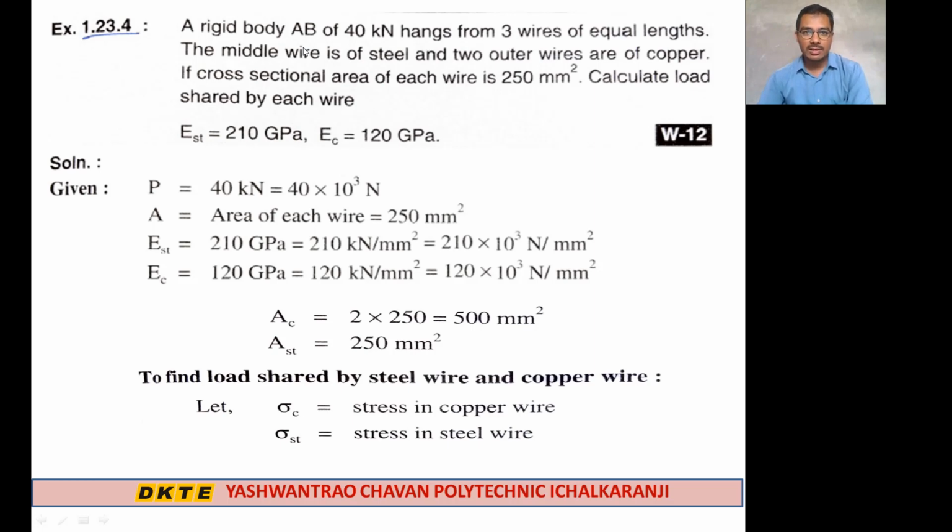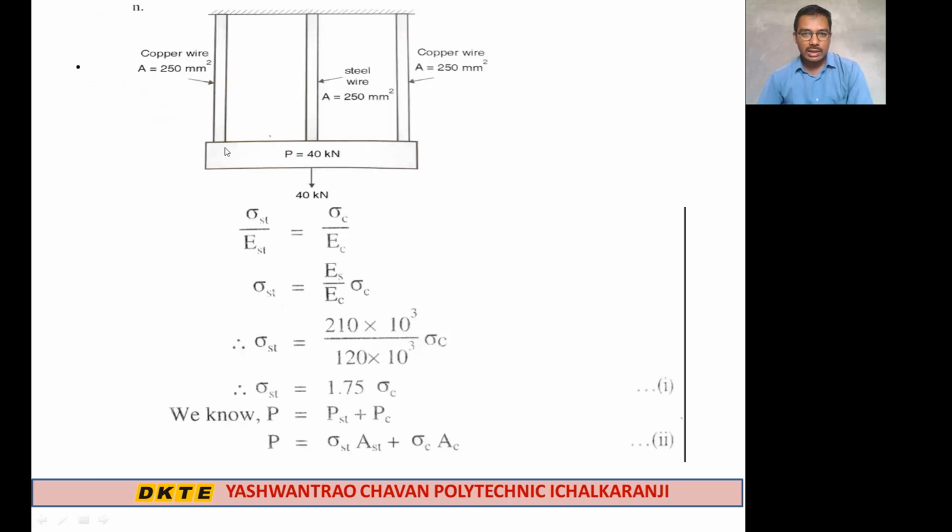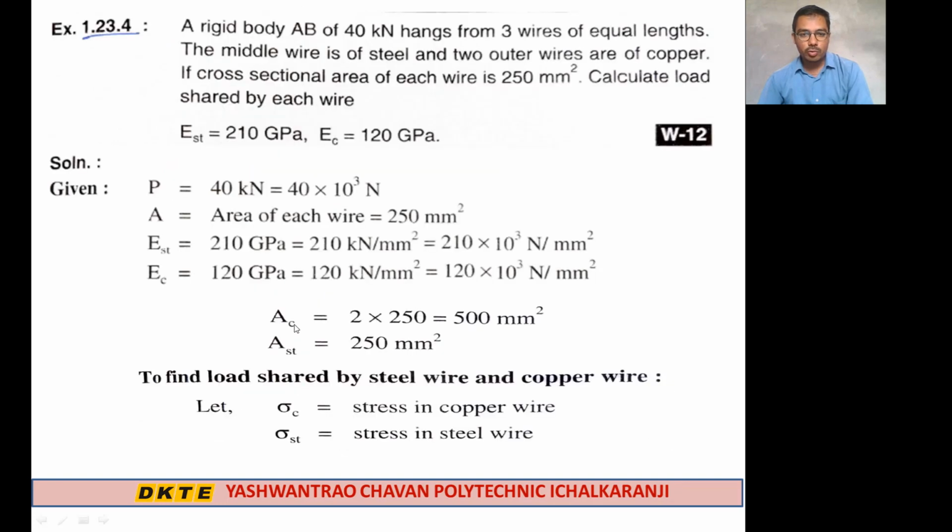That is, there are 3 wires, the middle is steel and the other 2 are copper. Cross-sectional area of each wire is 250 millimeter square. Young's modulus of steel is given, Young's modulus of copper is also given. Load P is equal to 40 into 10 raised to 3 Newton. There are 2 copper wires, therefore we have to take the cross-sectional area as double, 2 times 250, because there are 2 copper wires and 1 steel. Therefore area of steel is equal to 250.